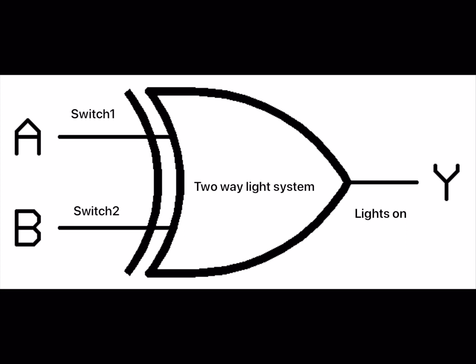A real-life application of an XOR gate would be a two-way light system. The inputs would be two light switches and the output would be the lights turning on. If one of the switches turned on and the other is off, the lights will be on. If the other is turned on and the first one is off, the lights will also be on. But if both are on or both are off, the lights will stay off.